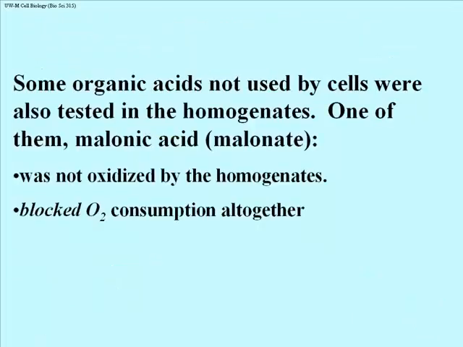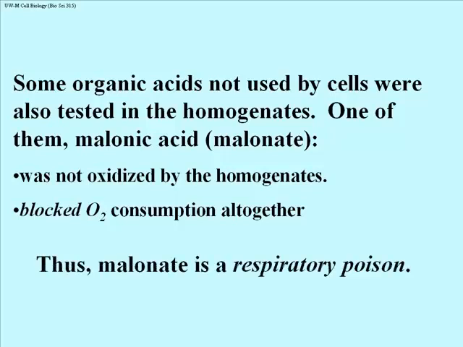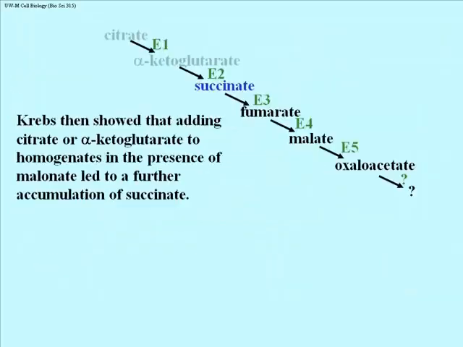Some organic acids that are not normally used by cells were also tested in the homogenates, probably just to see what would happen. One of them was malonate. This acid was not oxidized by the homogenates, that is, it didn't disappear. Not only that, it blocked oxygen consumption altogether, so malonic acid is in fact a respiratory poison. Krebs made use of that phenomenon in ultimately elucidating the cycle.